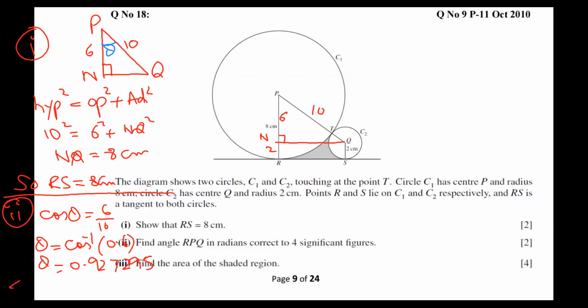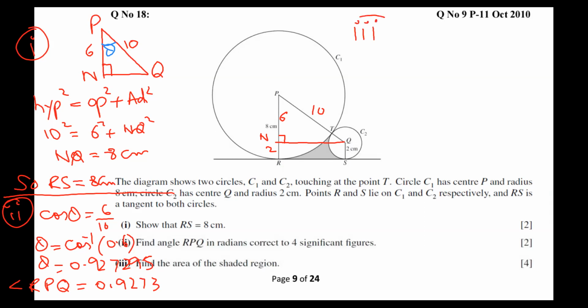So angle RPQ is 0.9273. This is my second answer finished. Let's go to part number three.